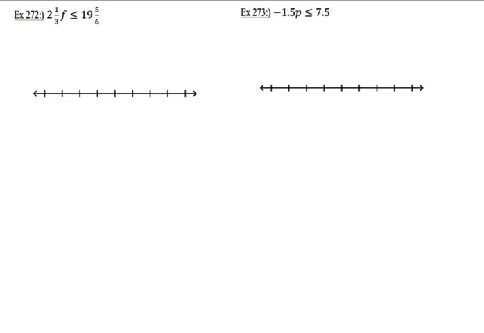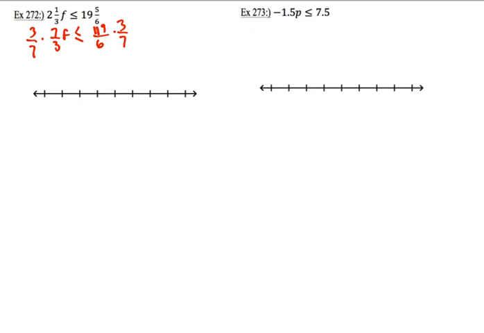Okay, example 272. 2 1/3 f is less than or equal to 19 5/6. Well, we need to change these to common fractions. 2 times 3 is 6 plus 1 is 7. This is 7/3 f, less than or equal to 19 times 6 plus 5 would be 119/6. We need to multiply both sides by the reciprocal, 3/7.